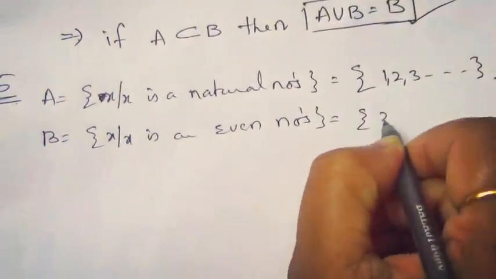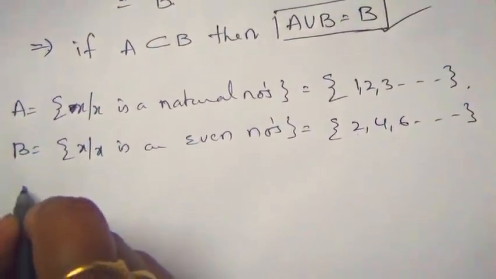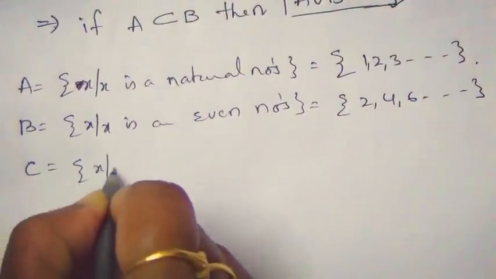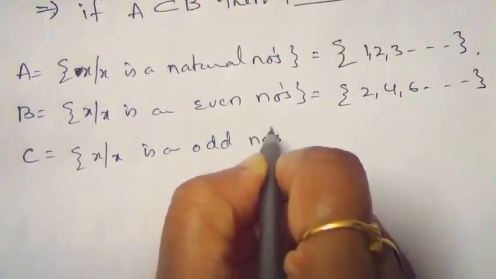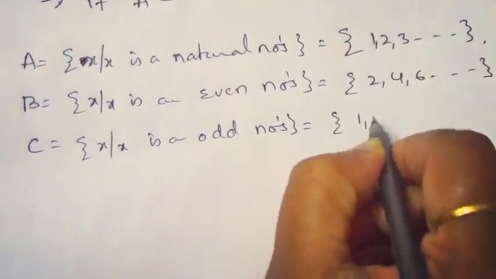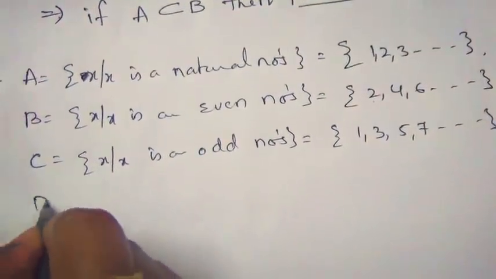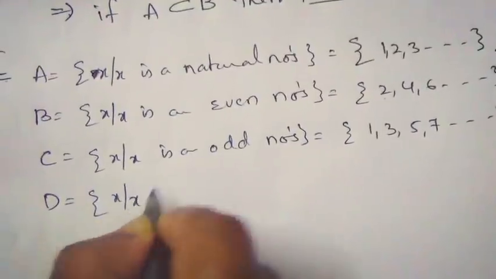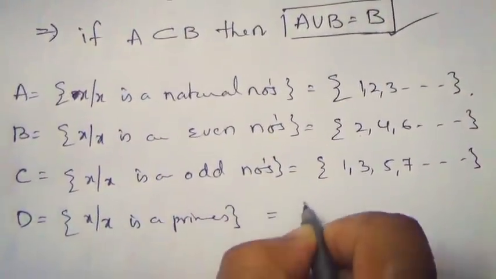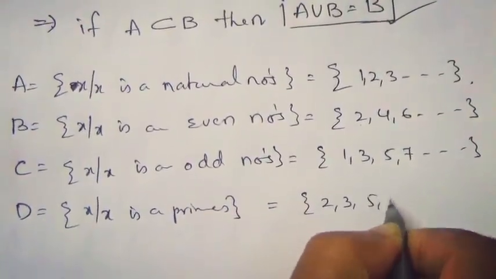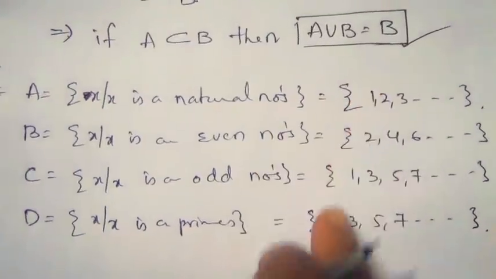That is even numbers which start from 2, 4, 6 and so on. And C is equal to x such that x is an odd number. That is 1, 3, 5, 7 and so on. D is equal to x such that x is a prime. That is 2, 3, 5, 7 and so on. Okay, these are the sets.